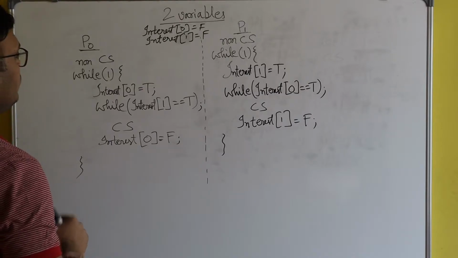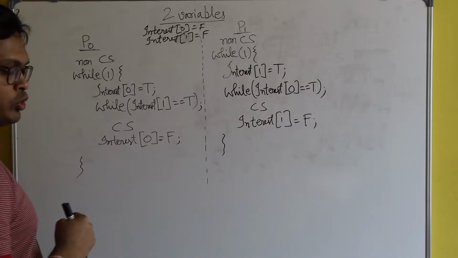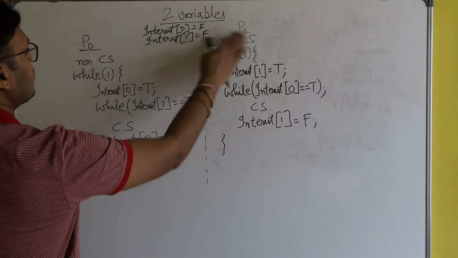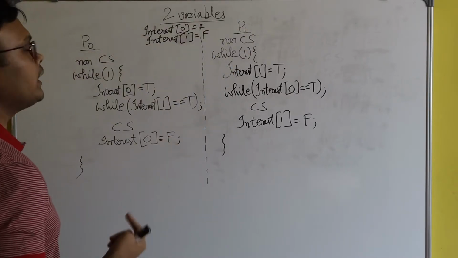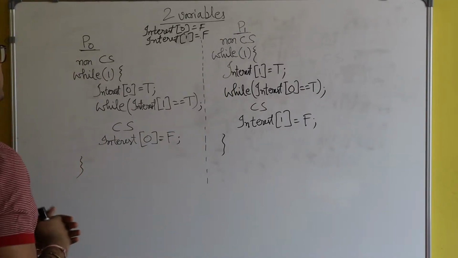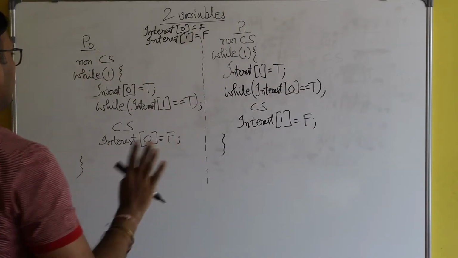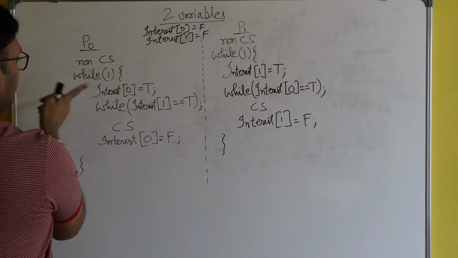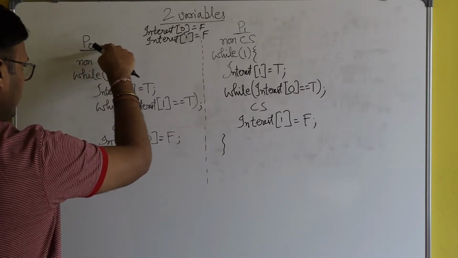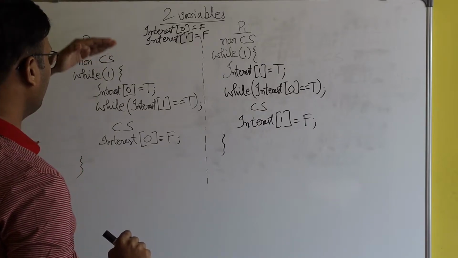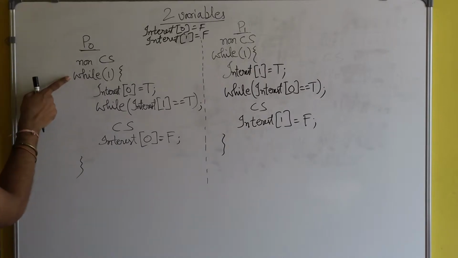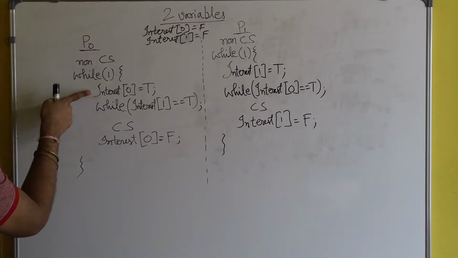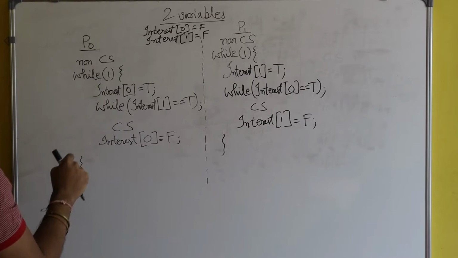So let's see whether mutual exclusion is there or not. Suppose both the processes are interested to enter into the critical section, then both processes will run. Here is the non-critical section code, which is not required, then while 1. Now process P0 is interested to enter the critical section, so process P0 will run this line, then this line, and now this line: interest 0 is equal to true. It means process P0 is interested to enter inside the critical section. That's why interest of 0 is equal to true.